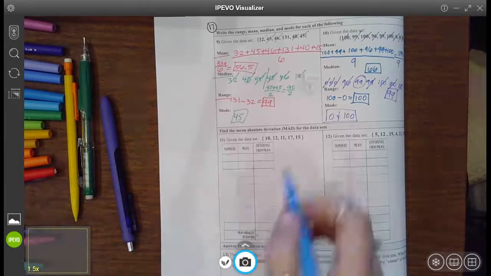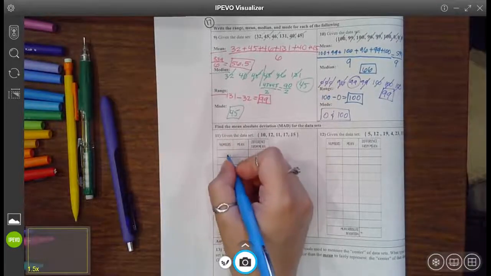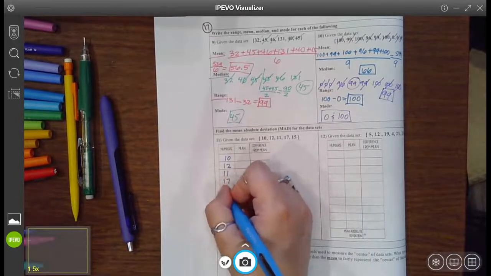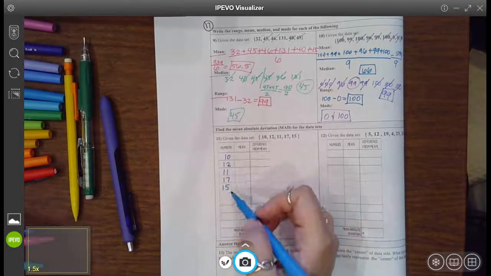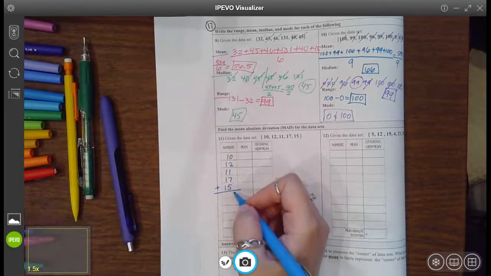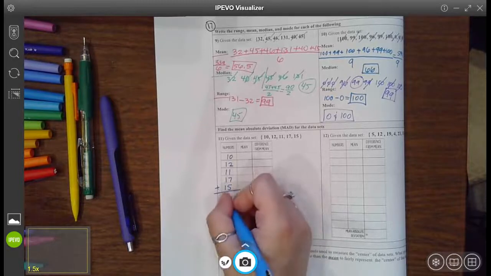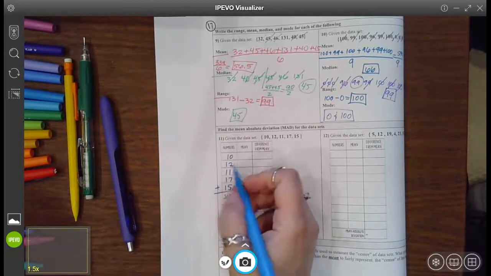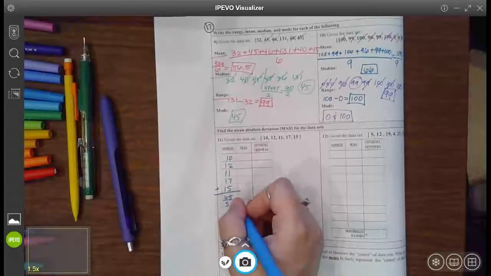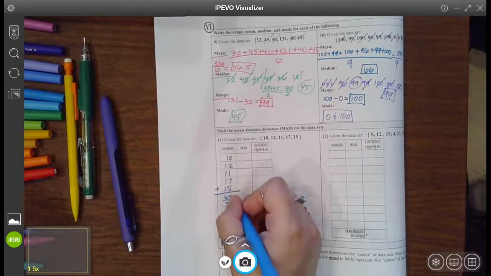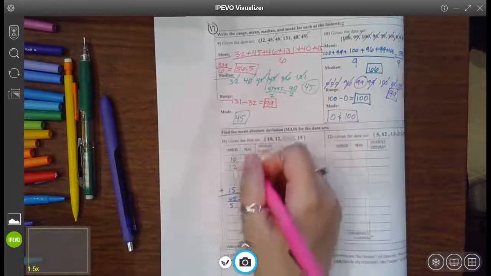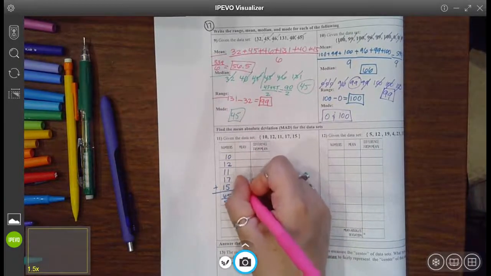I agree. All right, so our numbers first are 10, 12, 11, 17, and 15. Okay, those are my data values. So add them all together. When you add all those in your calculator, what do you get? You get 65. And there's how many numbers? 1, 2, 3, 4, 5. There's 5 numbers. So that means that it has a mean of 13. Okay, so there is my mean. My mean is 13.